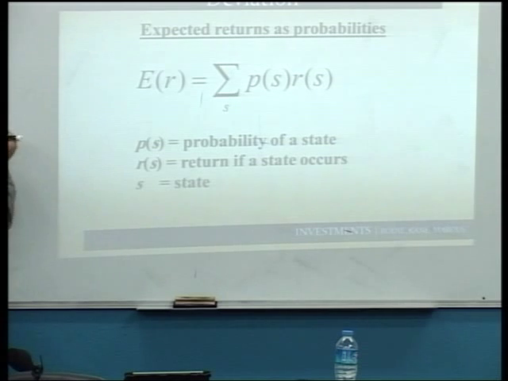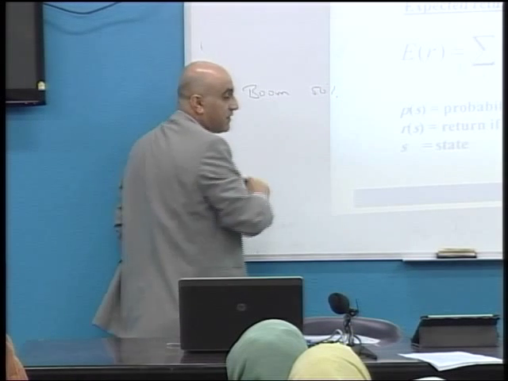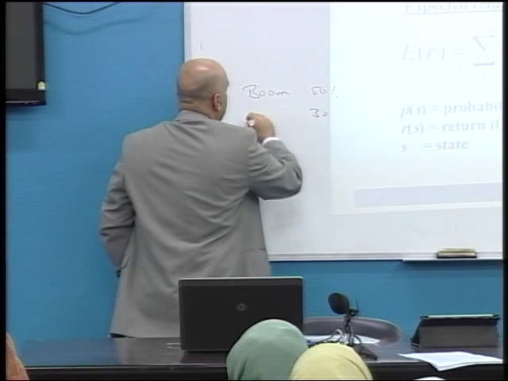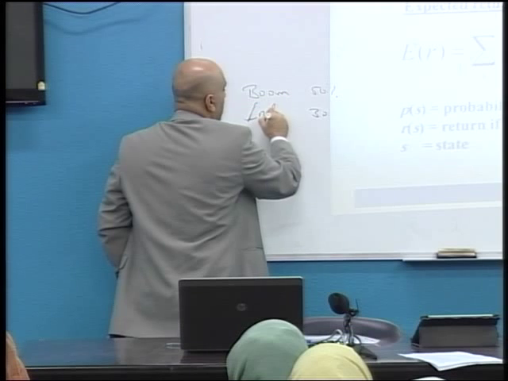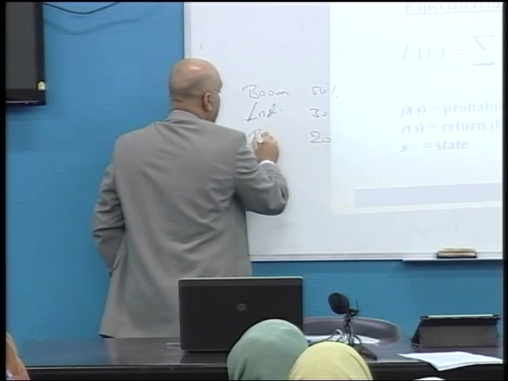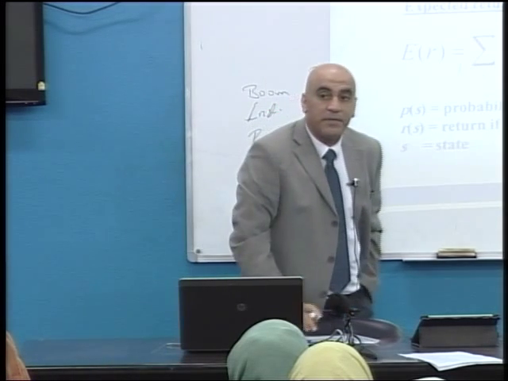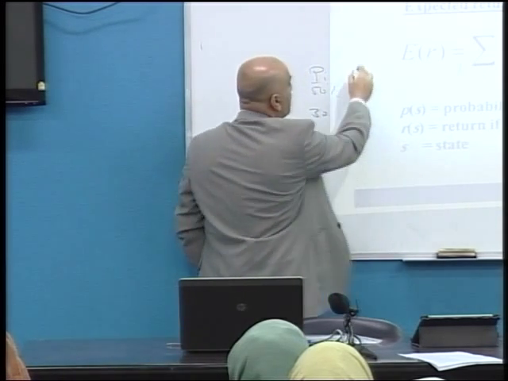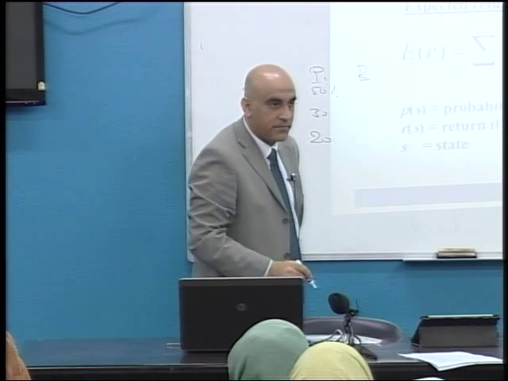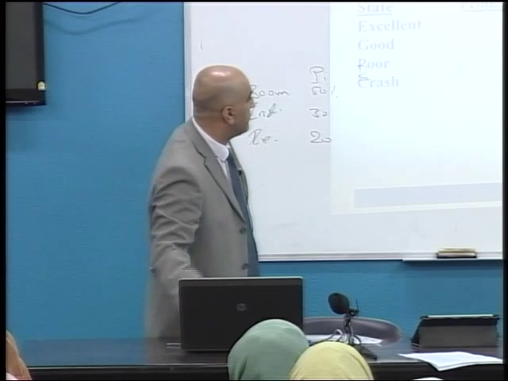For instance, we say 50% the boom occurs in the economy, 30% in the intermediate, and let's see 20% as the recession. These are the probabilities of the economy, and based on them, the rate of return is determined. Okay, I will show you an example. Look at this example here.